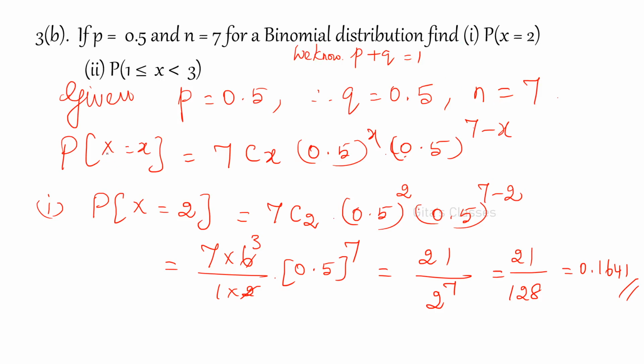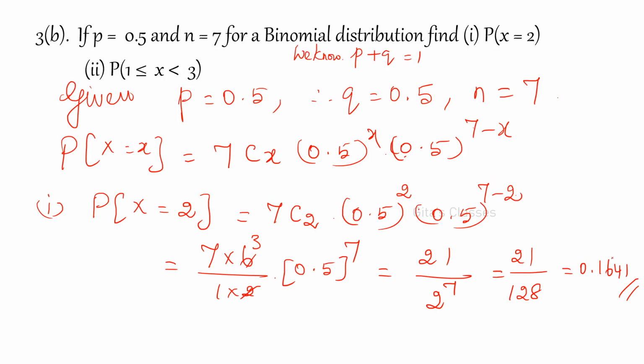So generalized expression is P of x equal to 7Cx 0.5 power x. This is P and this is Q. P power x into Q power n minus x. N is equal to 7 here, that's why we have substituted. So x is equal to 2, 7C2 into 0.5 the whole square, 0.5 the whole power 7 minus 2. 7C2 is 7 into 6 by 1 into 2. So just cancel, and the value is 0.1641.